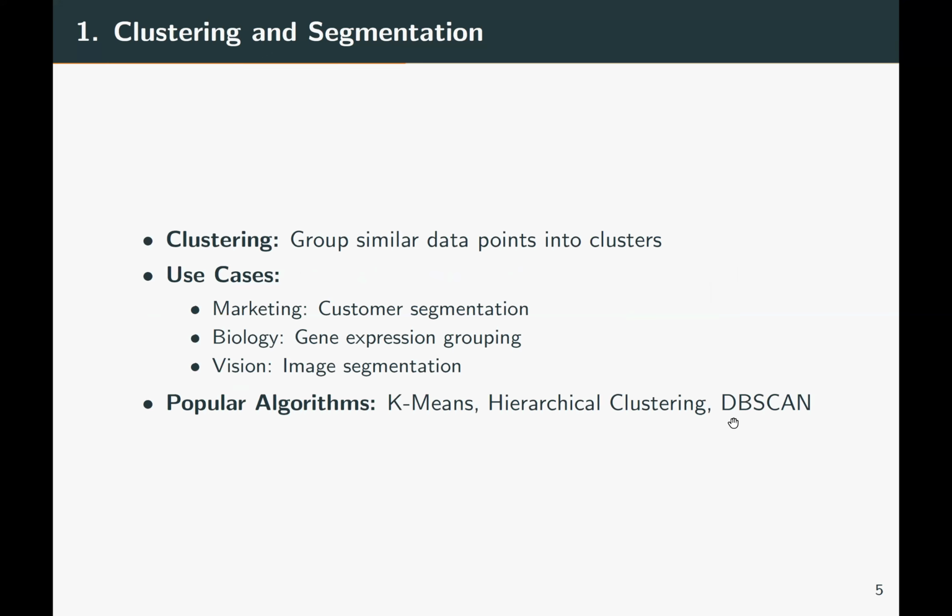So let's look at some real world applications. We have clustering and segmentation. That's one application of unsupervised learning, where you group similar data points into clusters. Use cases include marketing customer segmentation, maybe grouping customers that buy a particular kind of product or customers of a particular age into a cluster. In biology, you have gene expression grouping, and in vision, image segmentation. Popular clustering algorithms include k-means, hierarchical clustering, and I think DBSCAN. We're going to see all of these one after the other.